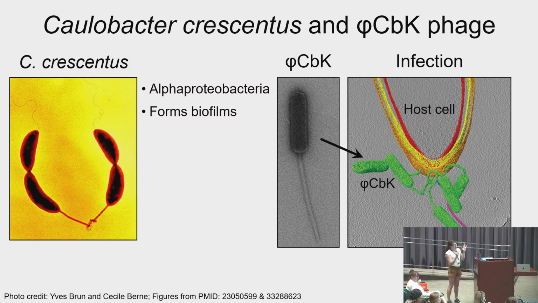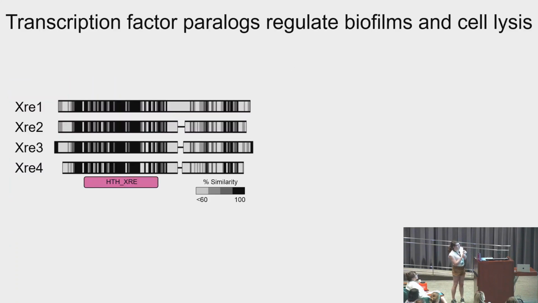Now, when I started, our lab is actually not a phage lab. We almost exclusively worked on Caulobacter and other alphas, and that's how the first 2.5 years of my postdoc went. I was just focusing on how Caulobacter was regulating different things. In particular, I used some forward genetic approaches to identify four transcription factors that I've labeled here as XRE1, 2, 3, and 4.